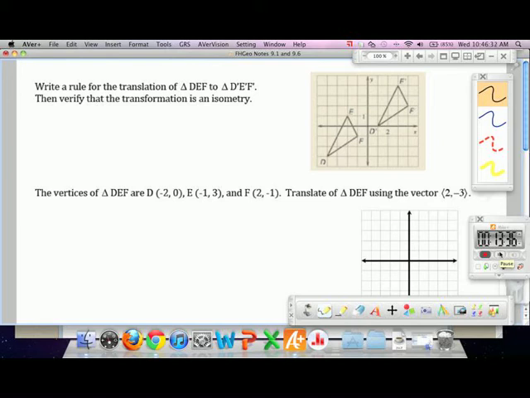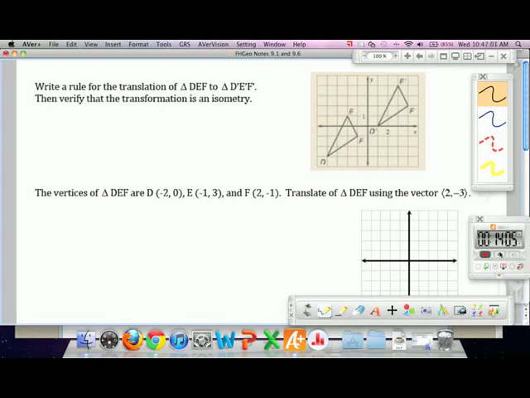If I don't give you the rule, but I give you the pre-image and the image, we could write a rule for sure. We certainly could. We just need to be able to identify where we started and where we ended. That's where the prime notation comes in. So identify on here which one of those two is the original and which one is the image. What's the pre-image and what's the image?